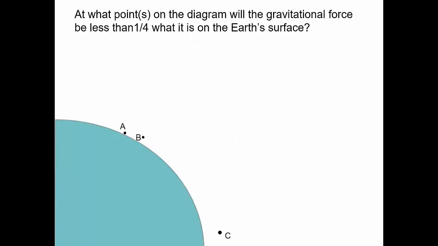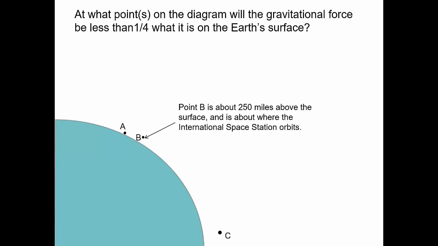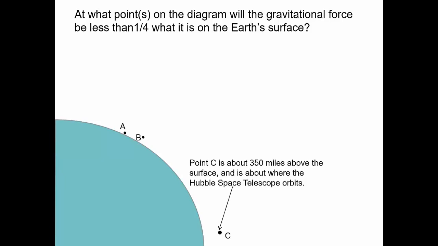Now here's an interesting one. At what point on the diagram will the gravitational force be less than a fourth of what it is on the Earth's surface? Point A is about 20 miles above the surface, and that's above about 99% of the Earth's atmosphere. Point B is about 250 miles above the surface, and that's about where the International Space Station orbits. Point C is about 350 miles above the surface and is about where the Hubble Space Telescope orbits.